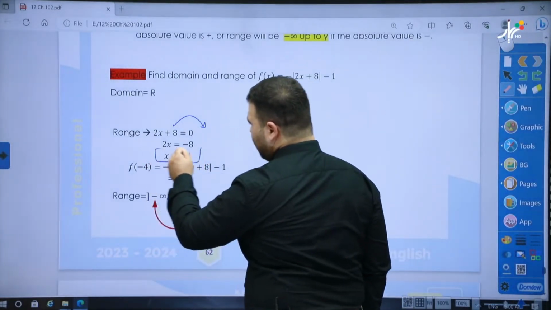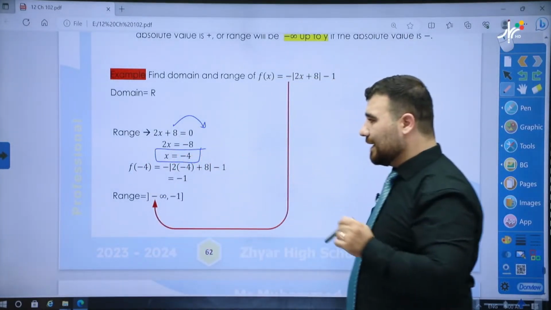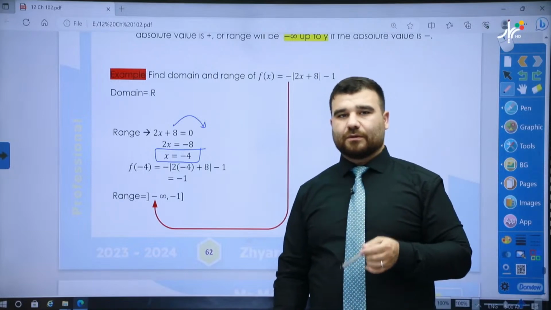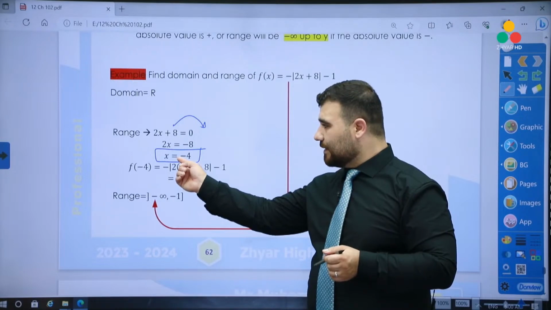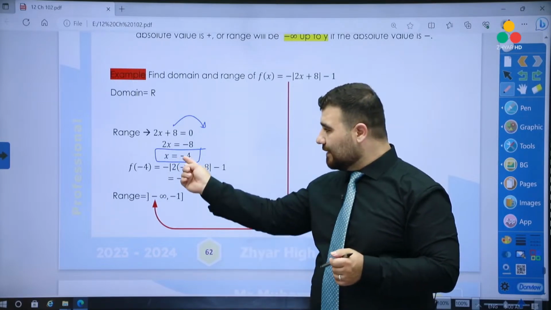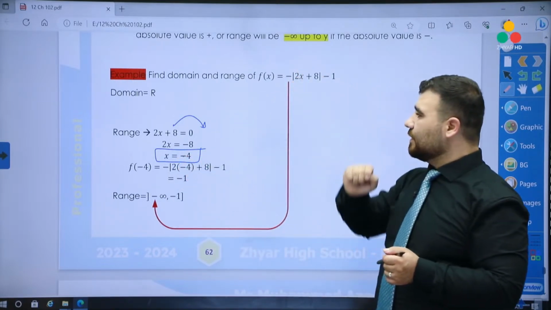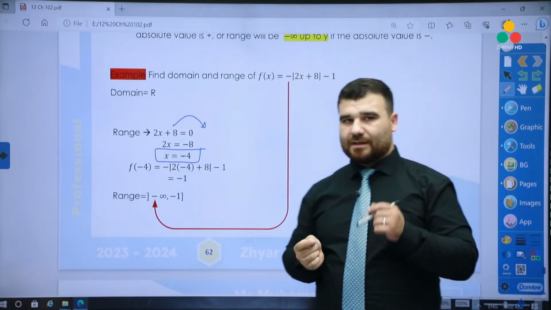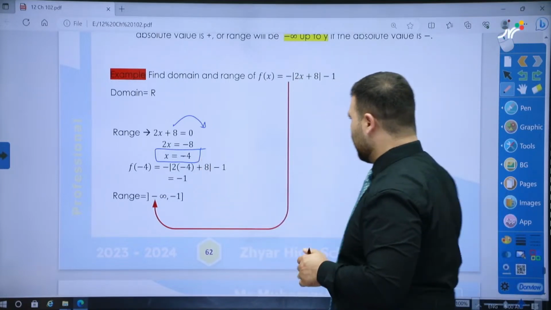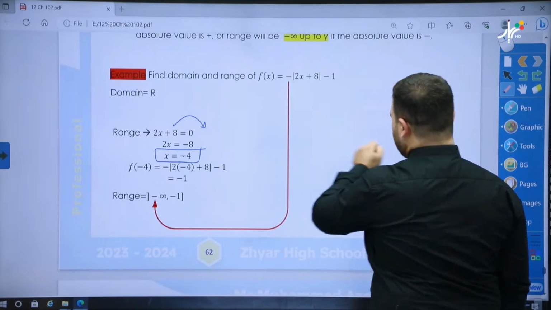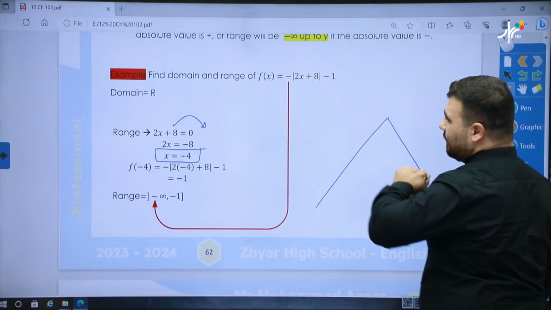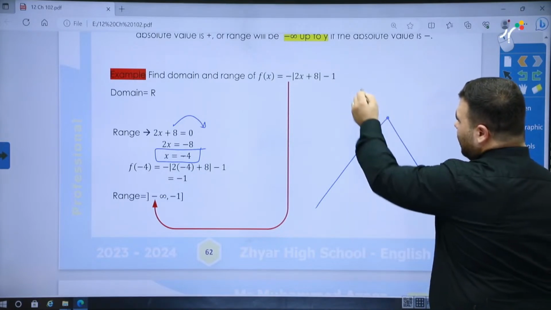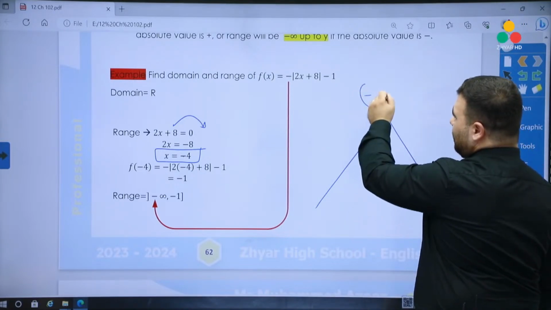This x equal to negative 4, if we look at it, it's x. And we know range is related to y. Then how can I make this x y? By writing this back into the function. Then I will find the y of it. This negative means the V shape is upside down because of this negative. Then this point, the x value of it is negative 4.